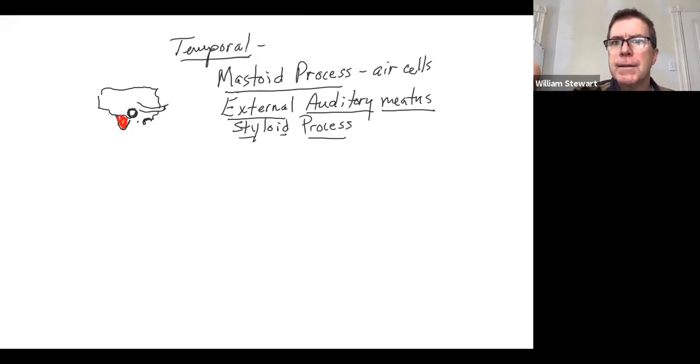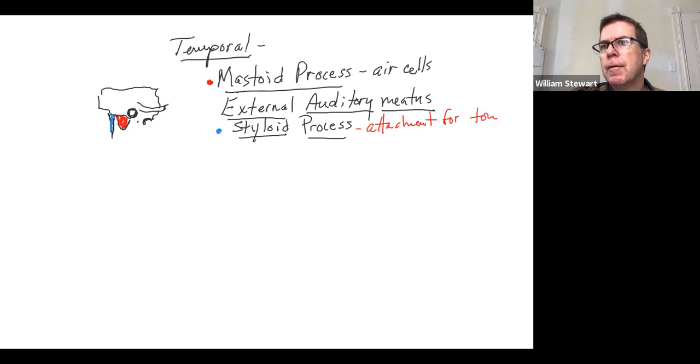That is another process like the red one, the mastoid process, only it looks different. It's long and slender and sharp, like this. I'll color it in so you can tell the difference between the two. It's this long, sharp, needle-like projection hanging down from the temporal bone, and it's an attachment for muscles for the neck and tongue. So I'm just going to write attachment for tongue and neck muscles.